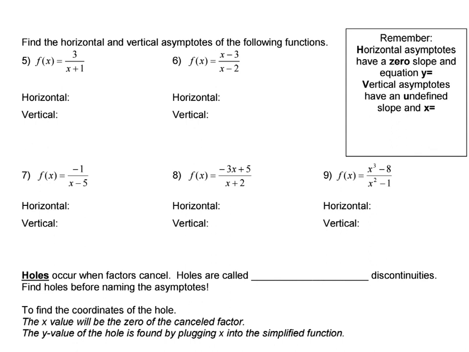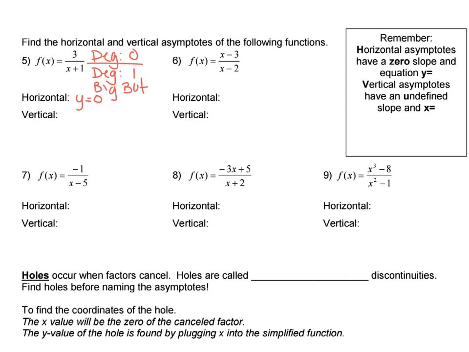So for number 5, we have f of x equals 3 over x plus 1. The degree on top, well, I don't see any x's, so that's just 0. The degree on the bottom, there's only an x with an exponent of 1, so that's a 1. Well, that's a big bottom. So my horizontal asymptote, whenever I have a big bottom, is y equals 0. And that's it. We just found the horizontal asymptote from the equation.